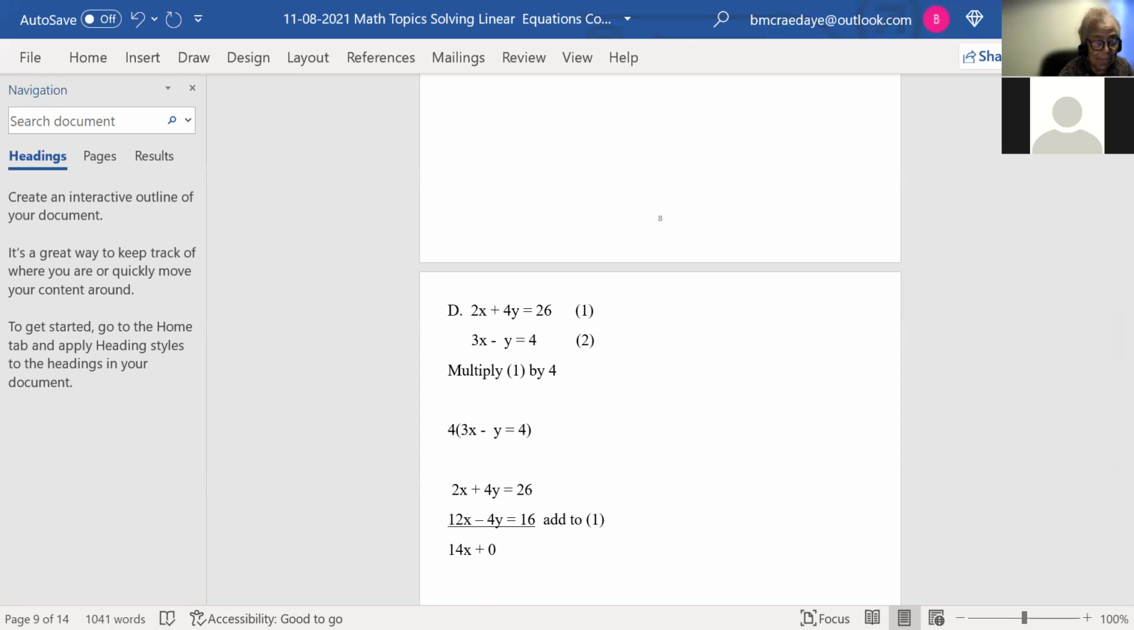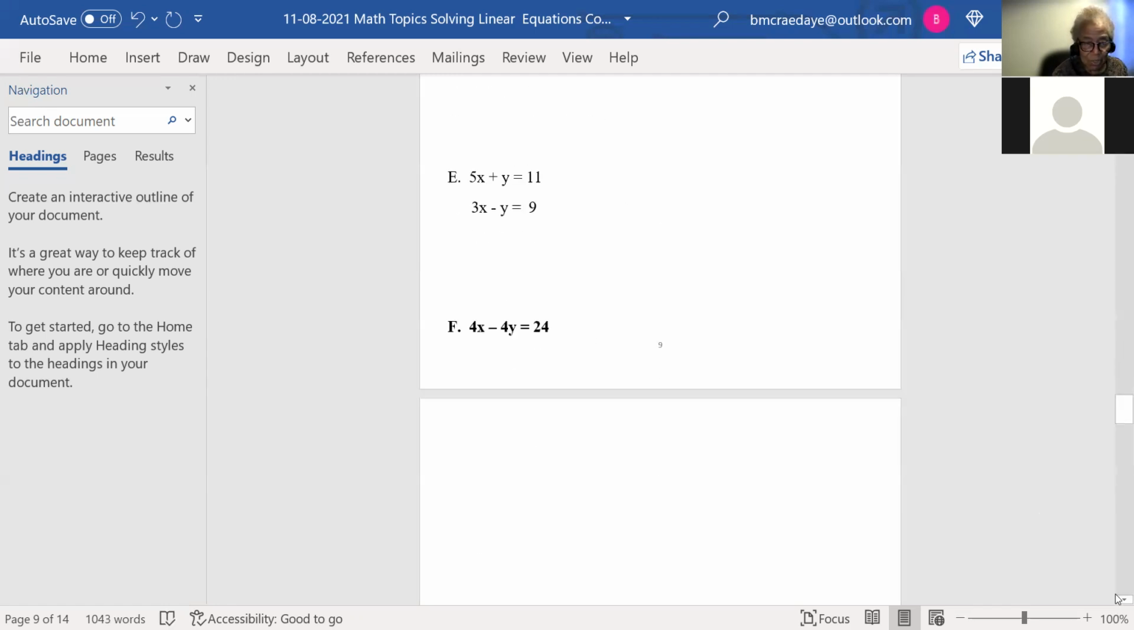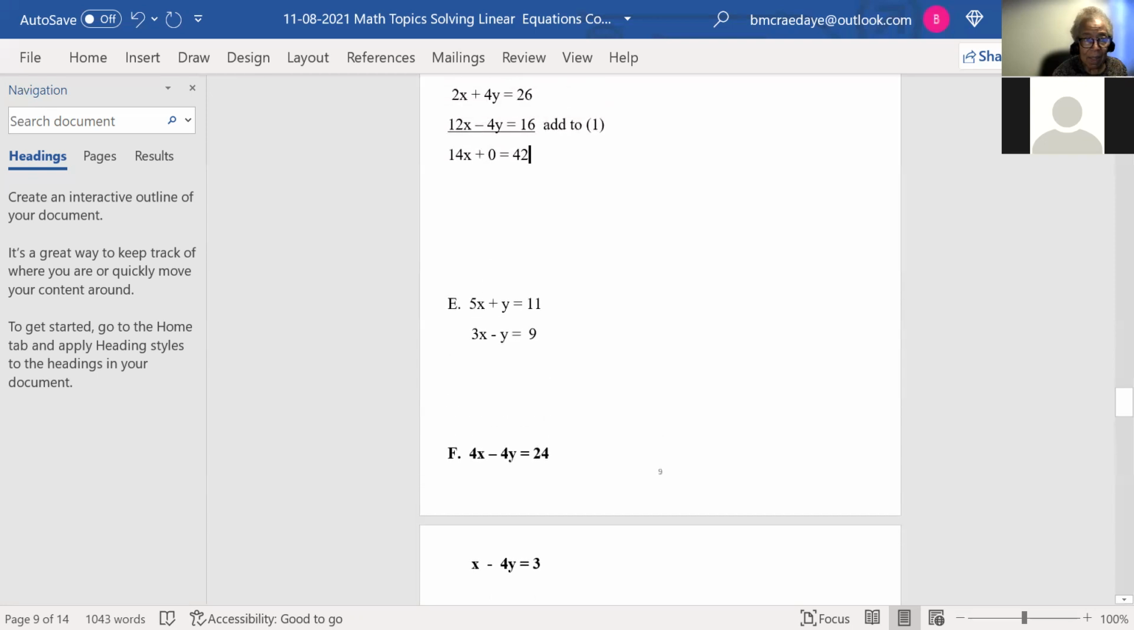And what's 26 plus 16? You're adding, Maureen, not subtracting. No, you're adding 26 plus 16. Add 26 and 16, 42. That's right. 42. Okay. Now, if 14x is 42, what is x?